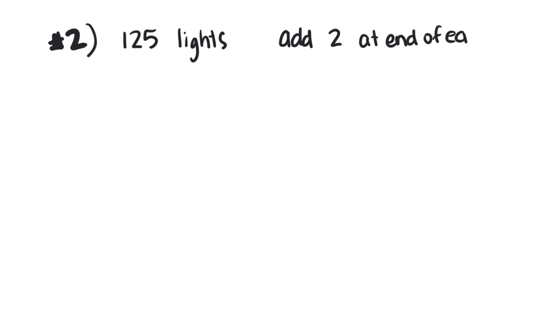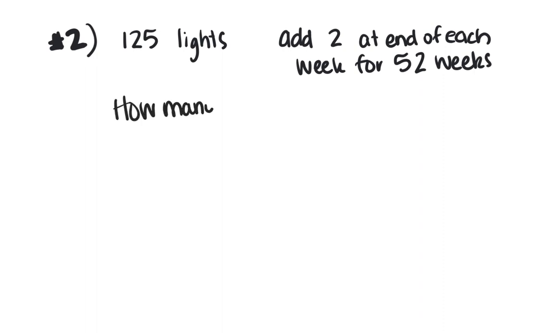Now our next problem is a word problem building on that same idea, where if we currently have 122 lights and the city council is deciding to add 2 at the end of each week for 52 weeks. So they'll stop after a year. And I want to know how many at the end of 48 weeks.